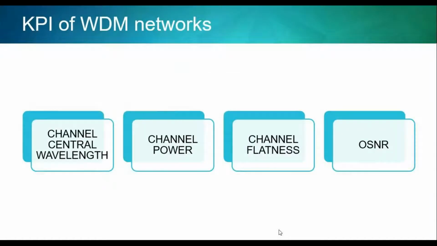So here, just to summarize, these four items are the key elements to consider in DWDM networks. So the central wavelength, the power, the flatness, and the OSNR. Okay, these are the critical parameters to consider in those DWDM networks.